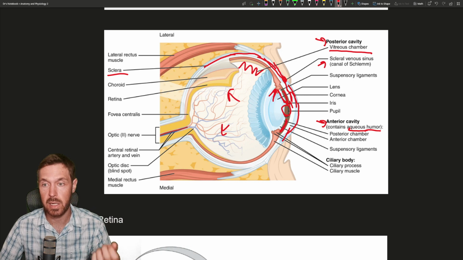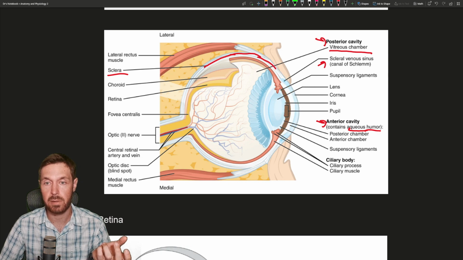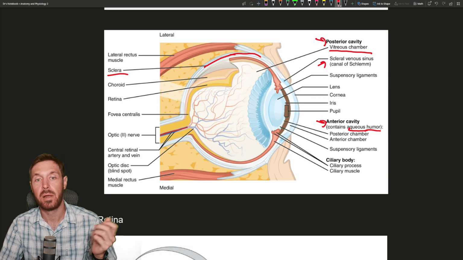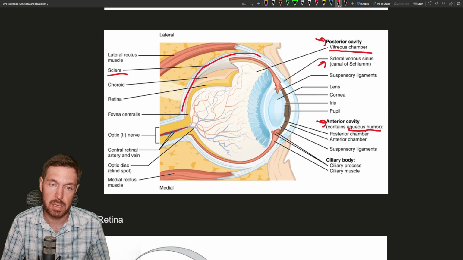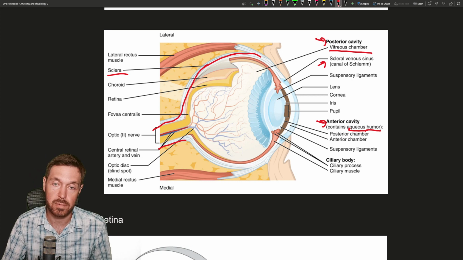It's a failure of drainage of that aqueous humor. All right, that was getting a little to the side. Let's erase some of these lines. So we have, again, the sclera comes back as a connective tissue all the way back, and then it ends up being the connective tissue surrounding the optic nerve.